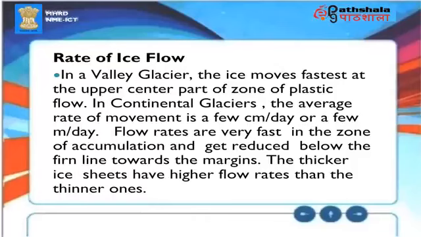Rate of ice flow. In a valley glacier, the ice moves fastest at the upper center part of the zone of plastic flow. In continental glaciers, the average rate of movement is a few centimeters per day or a few meters per day. Flow rates are very fast in the zone of accumulation and get reduced below the firn line towards the margins. The thicker ice sheets have higher flow rates than the thinner ones.